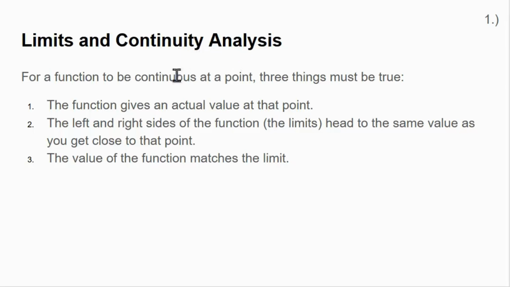Continuity analysis. For a function to be continuous at a point, three things must be true. The function gives an actual value at that point. The left and right sides of the function head to the same value as you get close to the point. The value of the function matches the limit.